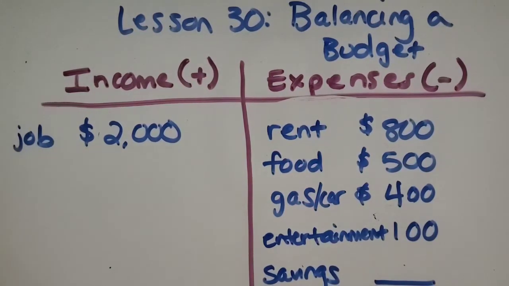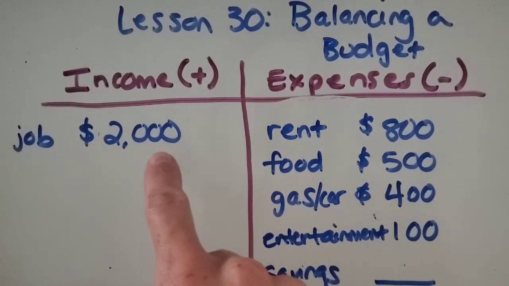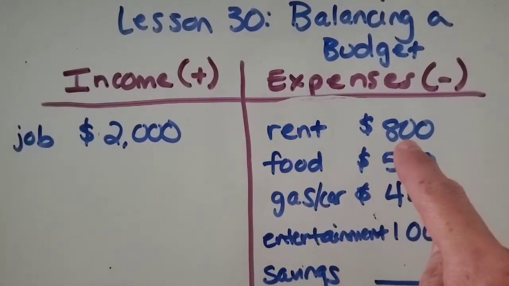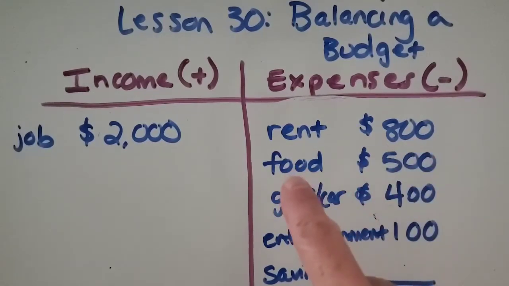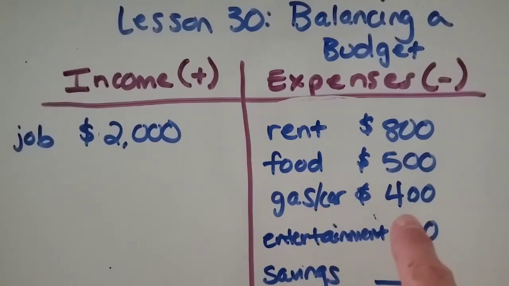Now I've got a real life example for you where I show a person who has a job and is making a paycheck, maybe a monthly paycheck, and this one is $2,000. And then their expenses I've listed, and I'm leaving one blank for you to try to balance it. So their rent is $800 a month. They're spending $500 on food a month. Their gas and car payment is $400. Their entertainment is $100. How much do they have left for savings?